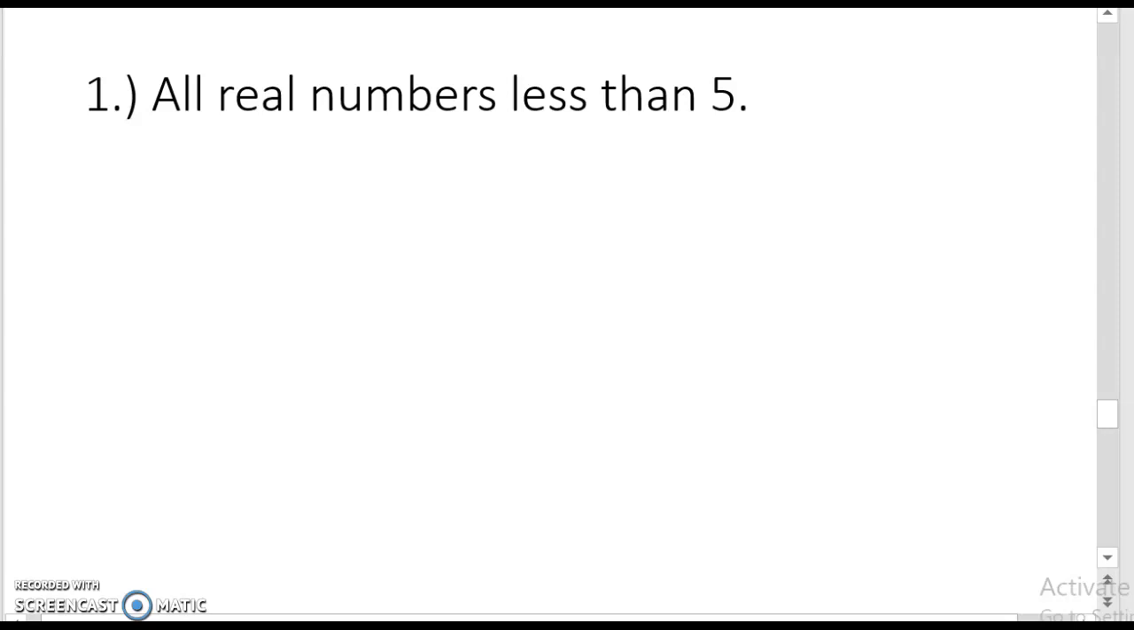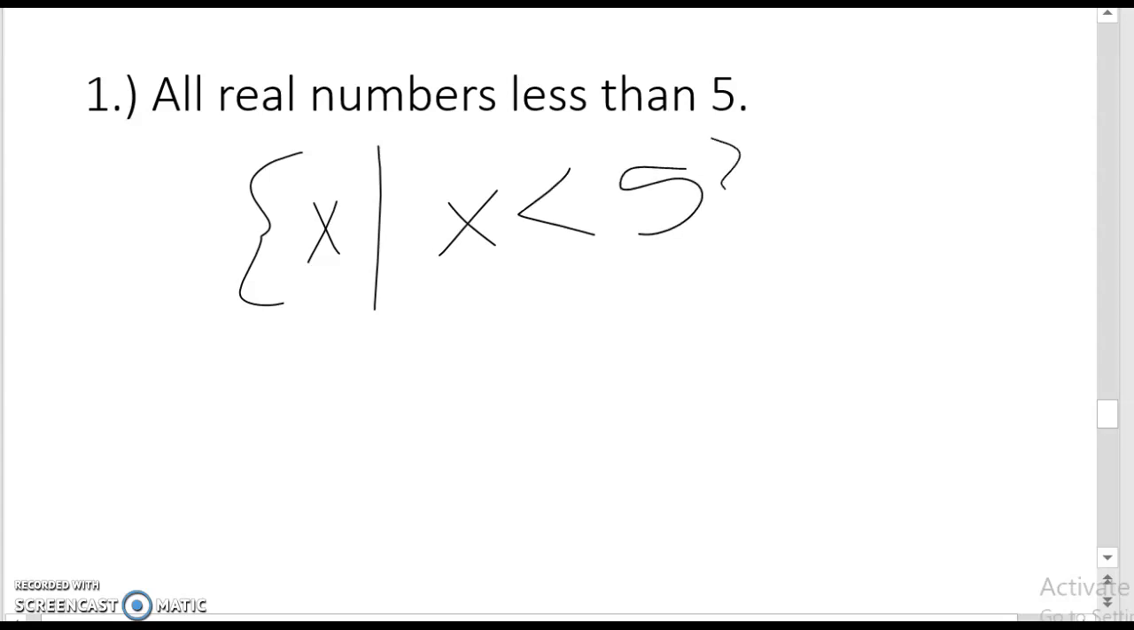In our first example, we're going to talk about all real numbers less than 5. Now, recall that real numbers are decimals, fractions, positives, negatives, zero. All of these things are real numbers. So we're golden here. We'll represent them as x such that, okay, that vertical line pretty much means such that. We're talking about all numbers x such that they are less than 5.